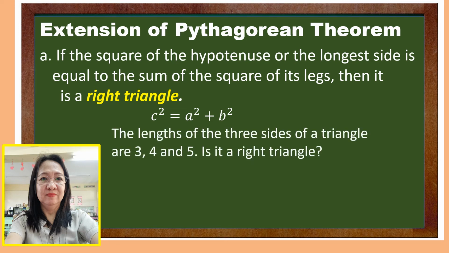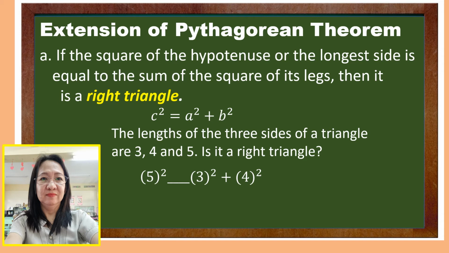Let us see this problem. The lengths of the three sides of a triangle are 3, 4, and 5. Is it a right triangle? To check, let us use the formula c squared is equal to a squared plus b squared. By substitution, the hypotenuse is the longest side, so we have to use 5.